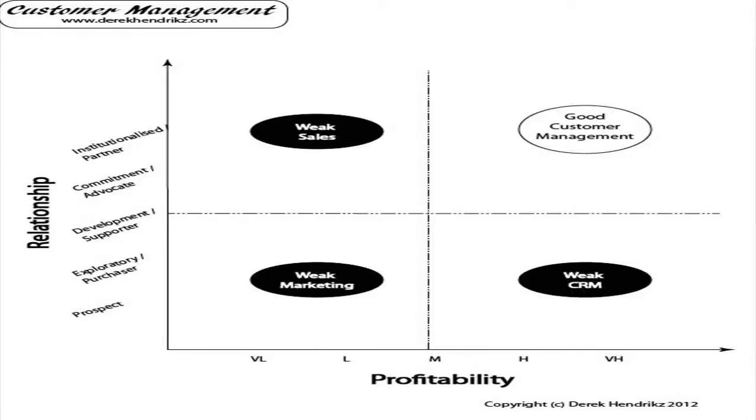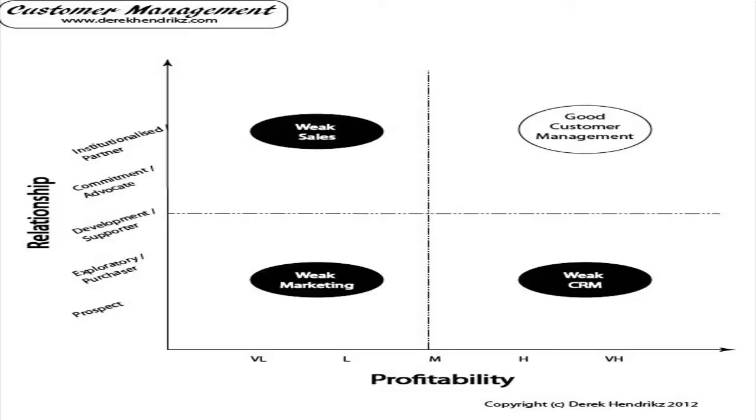Now that you've developed your relationship levels, for argument's sake, on the left of the model on your screen, which I developed to understand the relationship between profitability and customer relationship, I've got prospect, exploratory or purchaser, development or supporter, commitment or advocate, institutionalized or partner. It doesn't matter. You can put anything there that makes sense to you. I recommend a 5-point scale, and I recommend that you stick along the lines of what we've got there, but you could really define this as you wish.